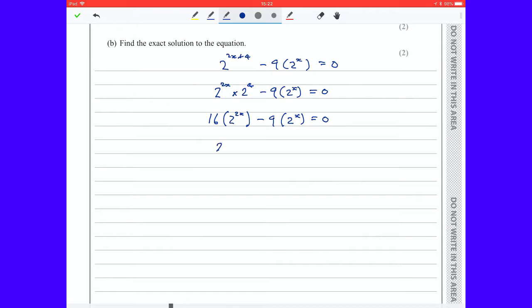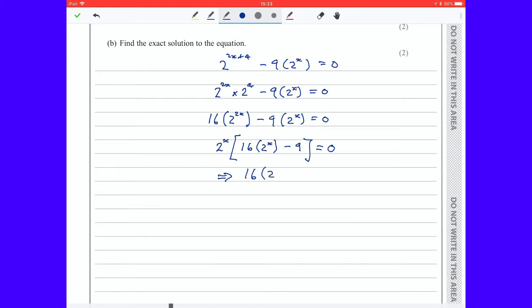And now we can take out a common factor of 2 to the x and rebuild the expression. What do I need to multiply 2 to the x by to get 16 times 2 to the 2x? 16 times 2 to the x. And what do I need to multiply 2 to the x by to get minus 9 times 2 to the x? Minus 9. So we now have two factors multiplied to 0, so one of them must be 0. But 2 to the x is never 0, so it's this bracket that must be 0.